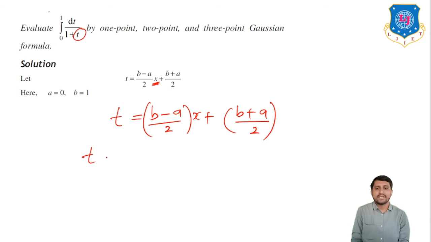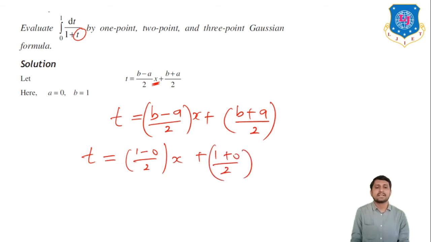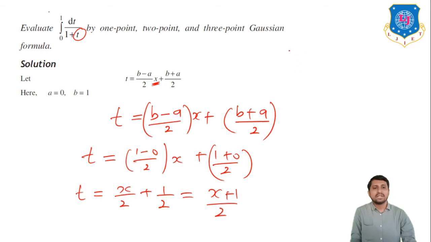So you have to assume t equal to, b is the upper limit, a is the lower limit, so (1 minus 0) by 2 into x, plus (1 plus 0) by 2, clear? So t is equal to x by 2 plus 1 by 2. So finally t is nothing but (x plus 1) by 2. So dt is equal to dx by 2. dt is equal to dx by 2.